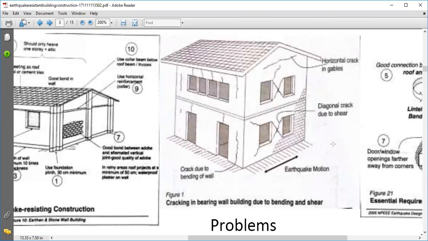So for that purpose, we have to adopt good features while planning and constructing the building. If we do not, and the deficiencies are there, then problems will occur, like cracking in the bearing wall building due to bending and shear.